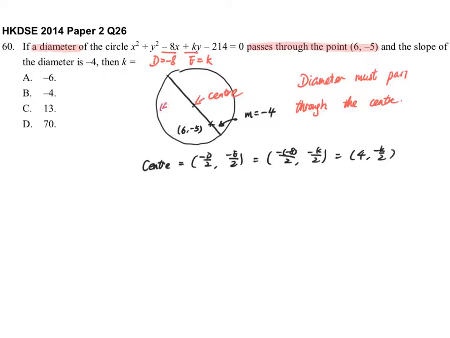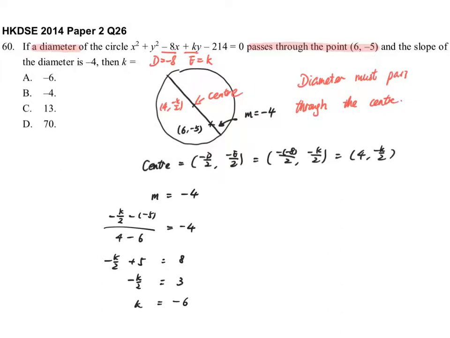Now we have 2 points on the diameter, the center, and 6, negative 5. Therefore, we can use the slope negative 4 to set up an equation to find K. We have negative K minus negative 5 over 4 minus 6 equals negative 4. So negative K plus 5 equals 8. Negative 2 equals 3. So K equals negative 6. Therefore, the answer is A.